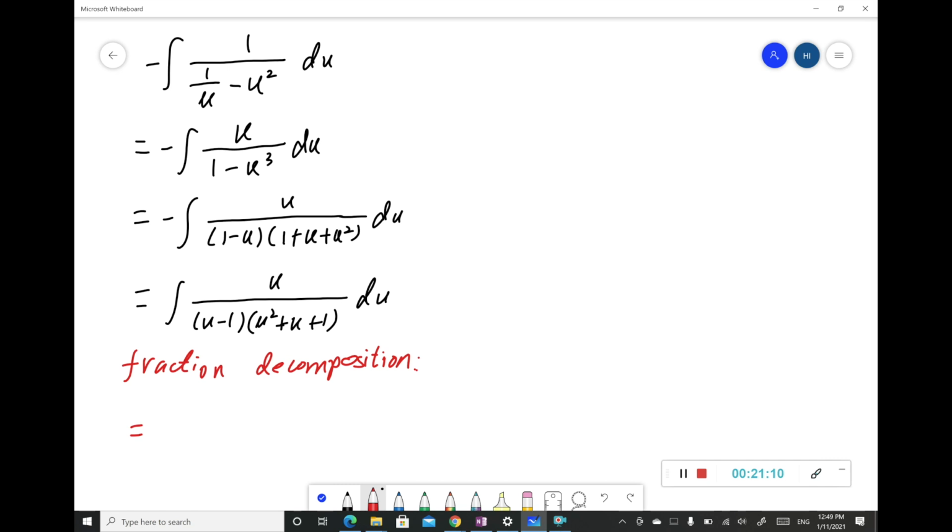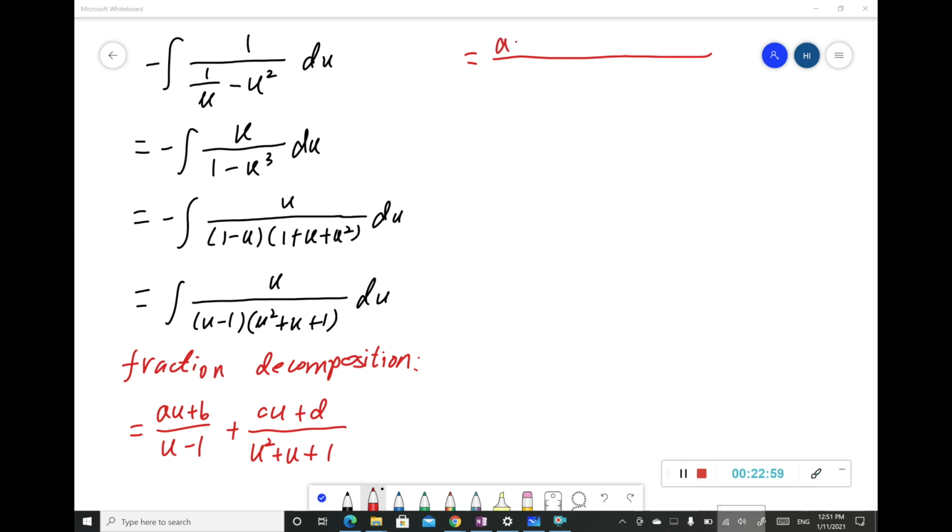It will equal u minus 1, and the second item, the denominator will be u squared plus u plus 1. And for the denominators, we could assume the first one is au plus b, and the second one is cu plus d. It will become, if we put them together.